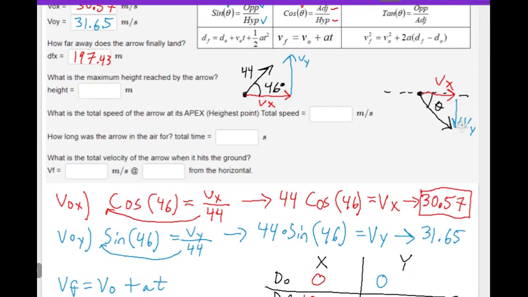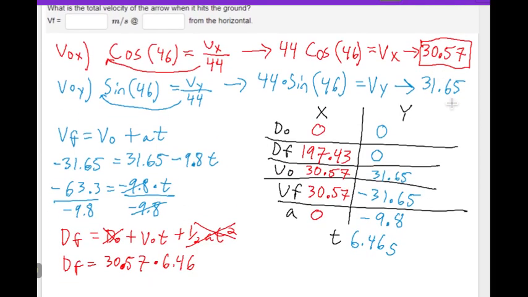Next question says, what is the maximum height reached by the arrow? So in order to figure that out, we're actually going to need another column here. And maximum height occurs at the apex. So at the apex, the initial distance was still launched at the ground, but we don't know the final distance. The initial velocity in the y is still 31.65. The final velocity, however, is 0 because it's no longer moving at the apex. Acceleration is still negative 9.8, and the time at the apex is actually half the total time. So instead of 6.46, our time to get to the apex is only 3.23 seconds.